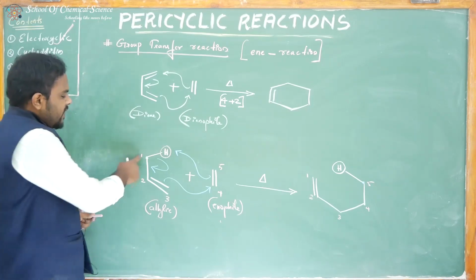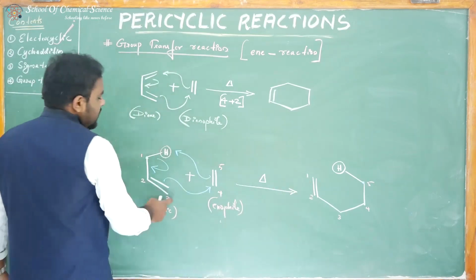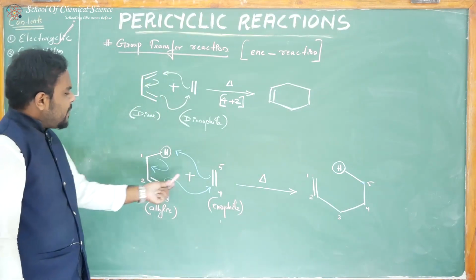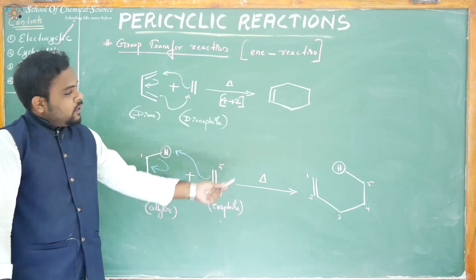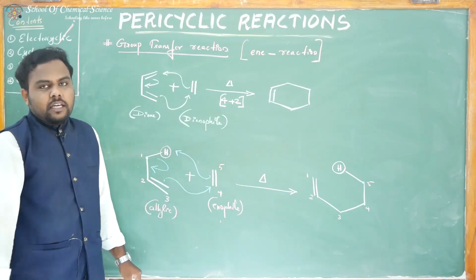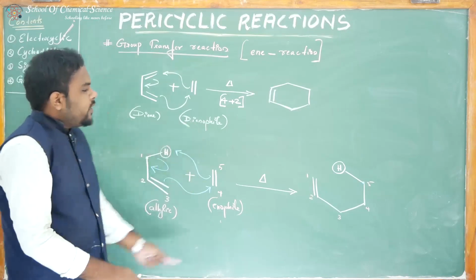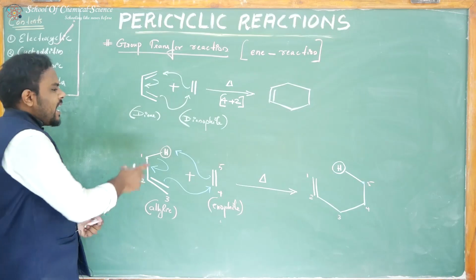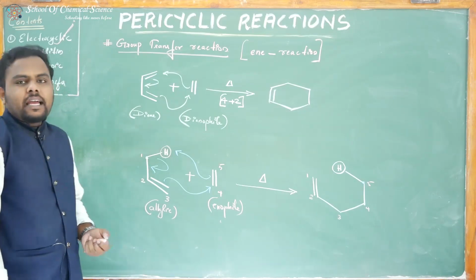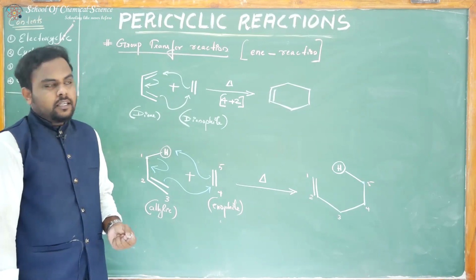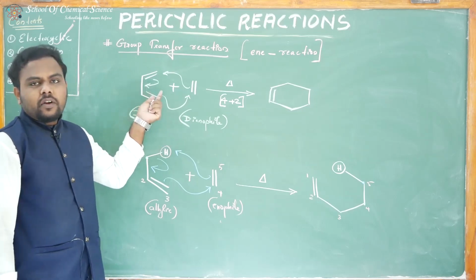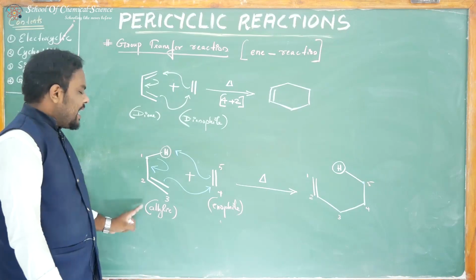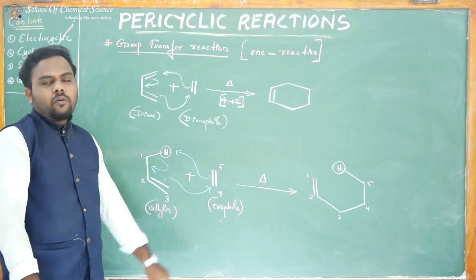Okay, so between 1 and 2 a pi bond, then 3, 4, 5 carbon atom. So in the reactant there are two pi bonds, but in the product only one pi bond is there. So one of the pi bonds is converted into a new sigma bond. Okay, so this type of reaction is called as Ene reaction or group transfer reaction. It is similar to the 4+2 cycloaddition reaction. Okay, so an allylic system plus an enophile.